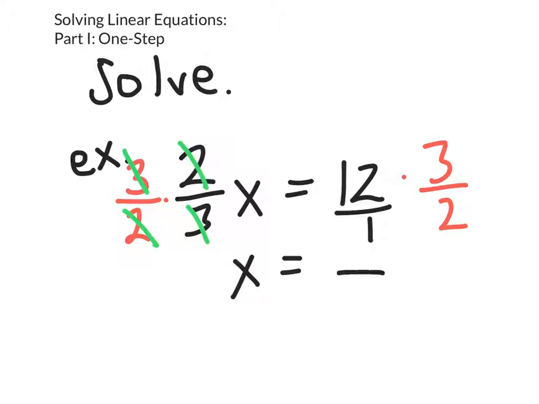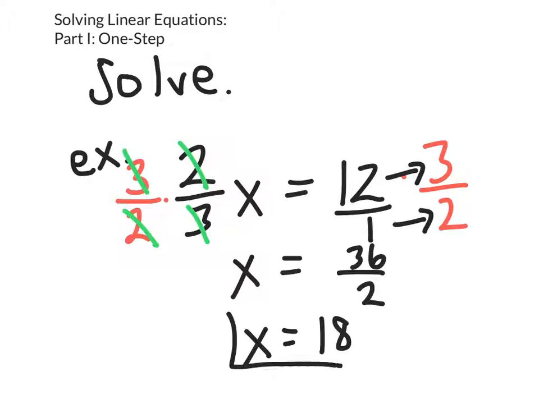Now, if you remember multiplying fractions, I can just go ahead and multiply straight across. 12 times 3 gives me 36, and 1 times 2 is going to give me 2. Last step that I can do here is divide this out. 36 divided by 2 is 18. Although technically this did take us 2 steps, we actually consider this a one-step equation. The reason is that there was only one thing that we needed to do to isolate the variable. At the end, we simply needed to reduce our fraction. And so this is still considered a one-step equation.